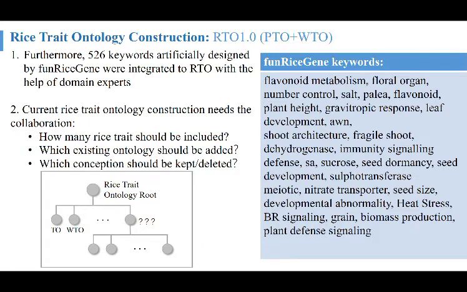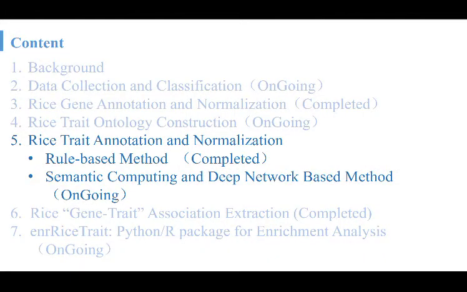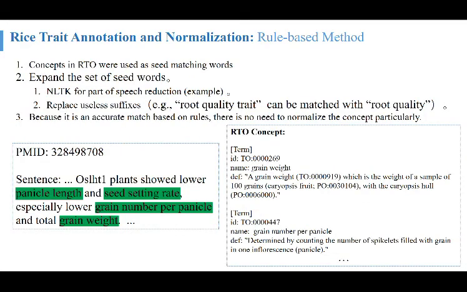Currently, we need collaboration to construct a more complementary RTO to solve some of the problems that we face right now. We have completed the rule-based method, and the semantic computing and deep network-based method is ongoing. First, the rule-based method. We use the concepts in RTO as the seed matching words, but they are insufficient, so we expand these seed words from 2 aspects.